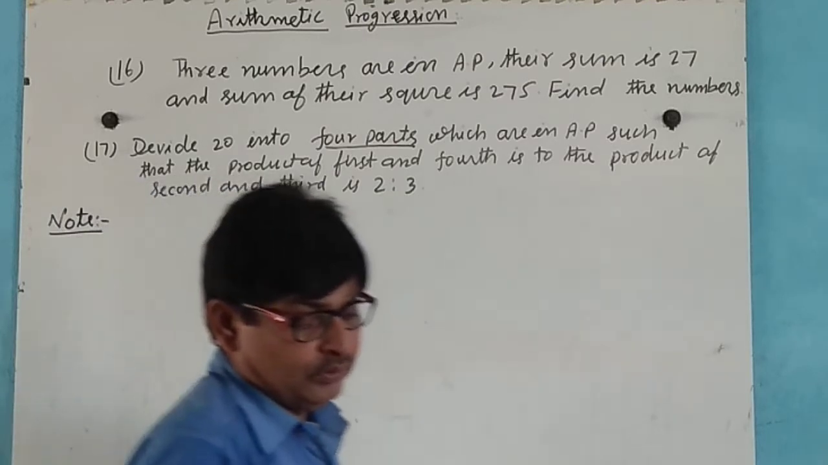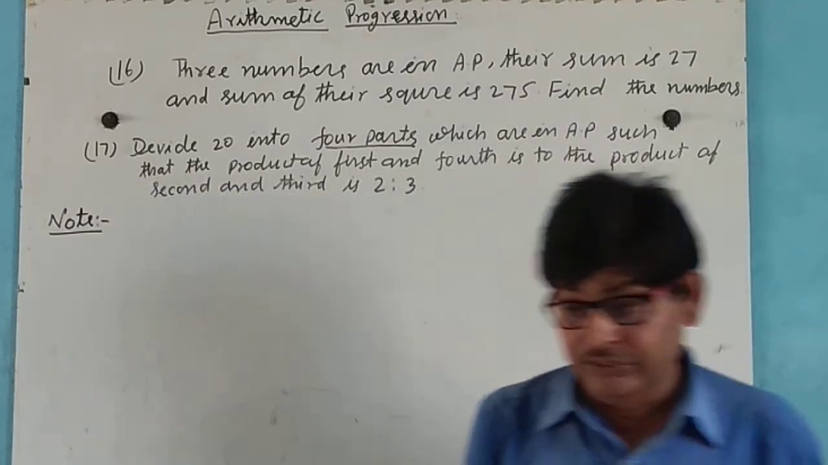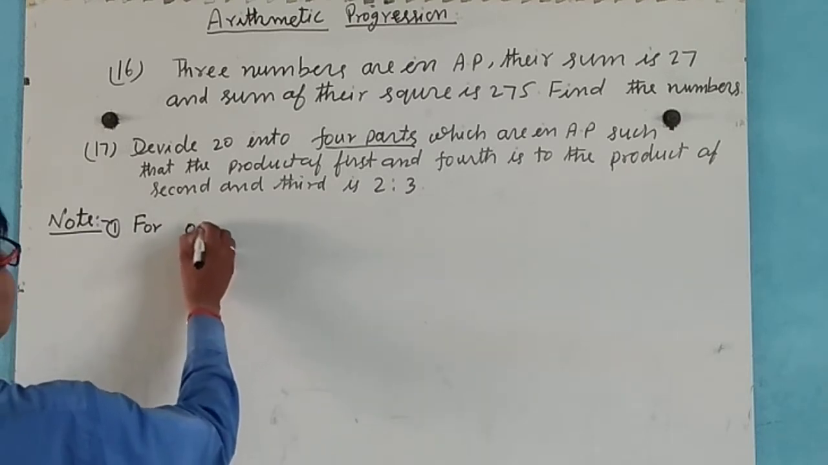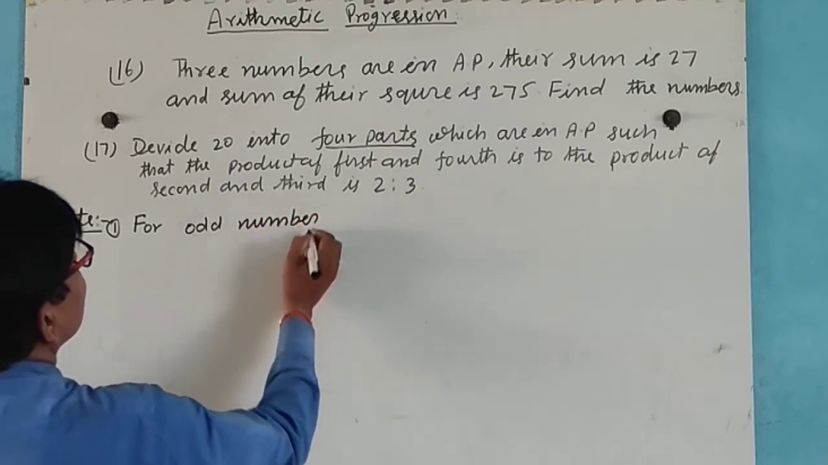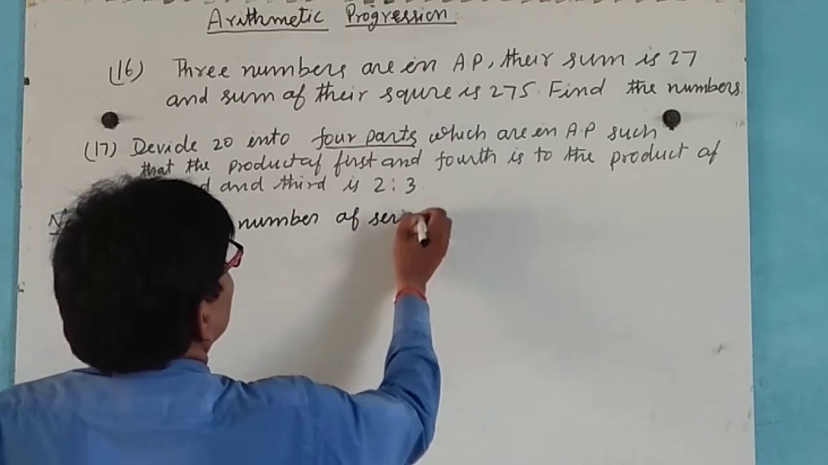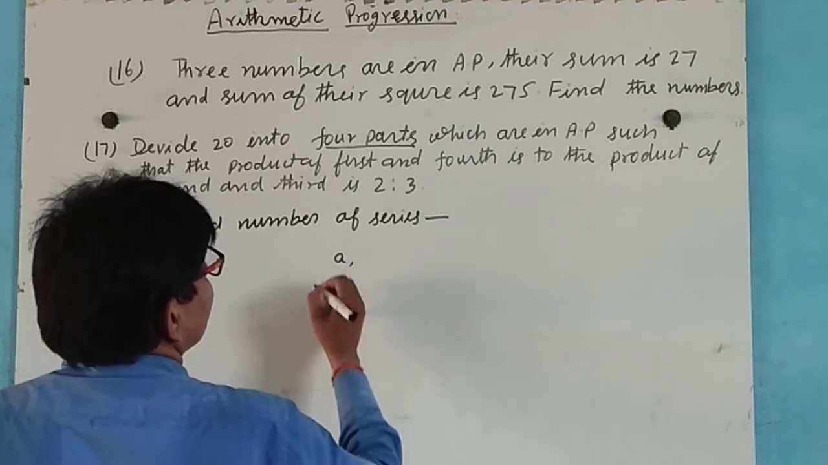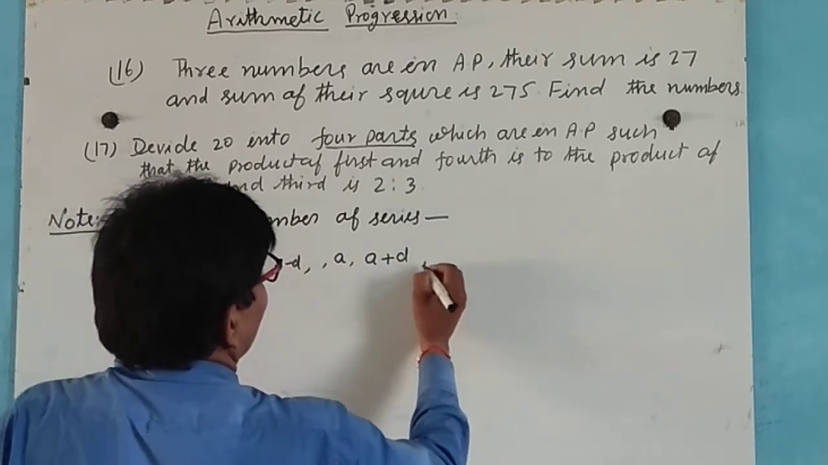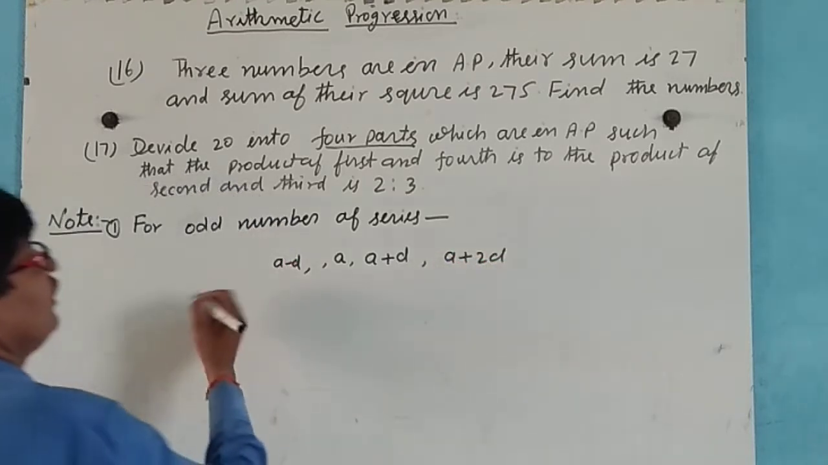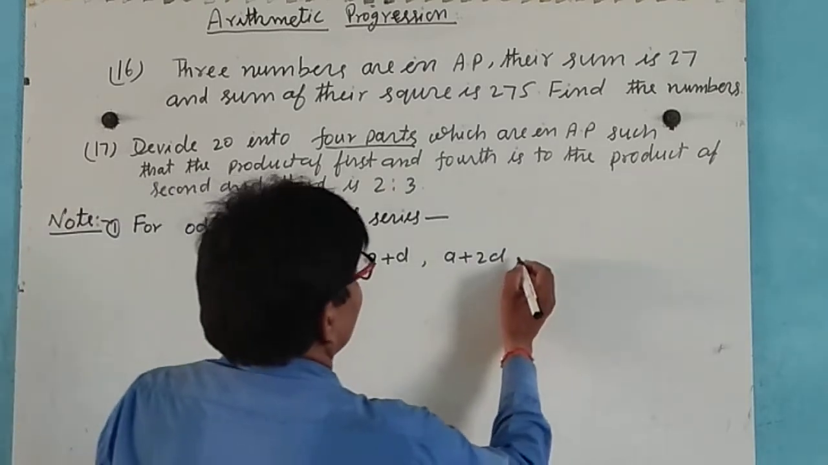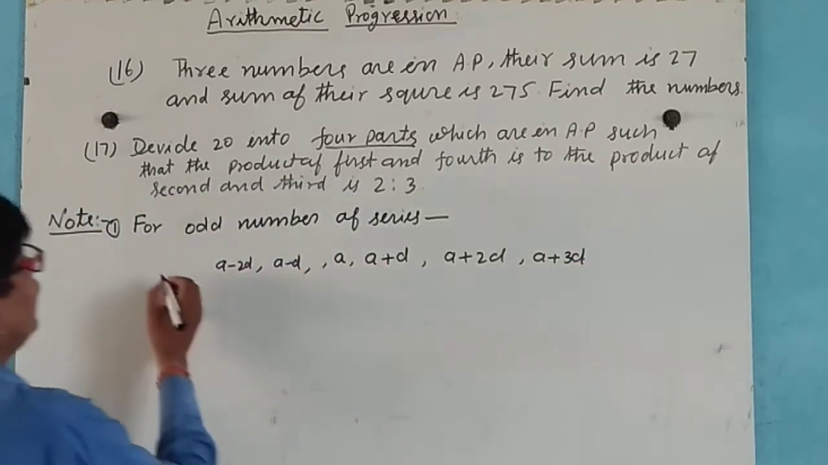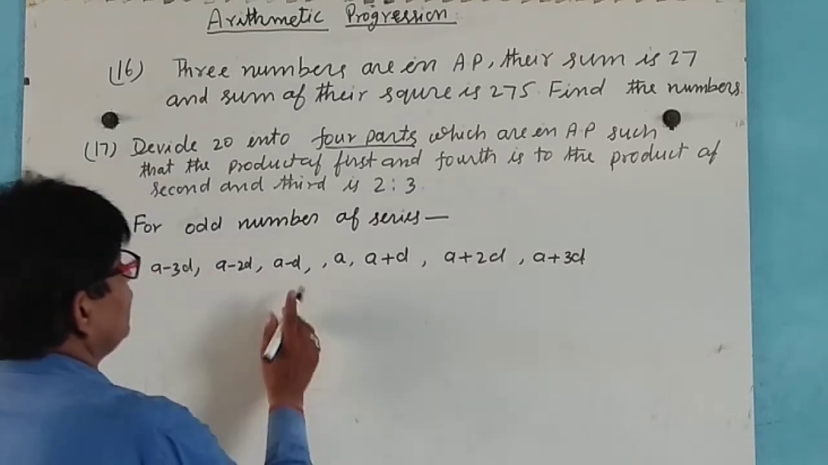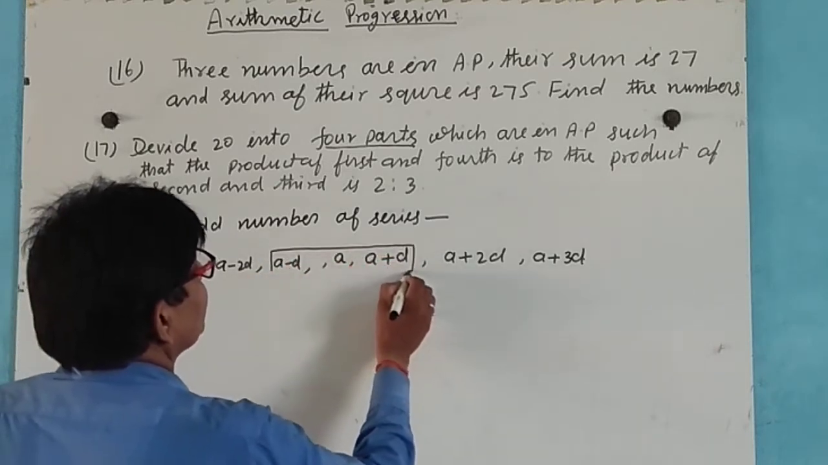For an odd number of terms in a series, we take A, then A plus D, A minus D, then another pair A plus 2D, A minus 2D, A plus 3D, A minus 3D.